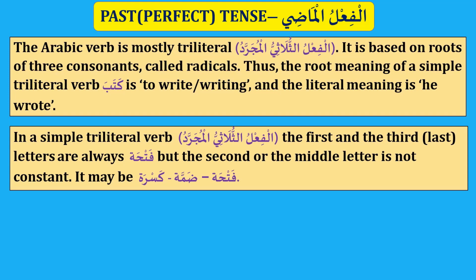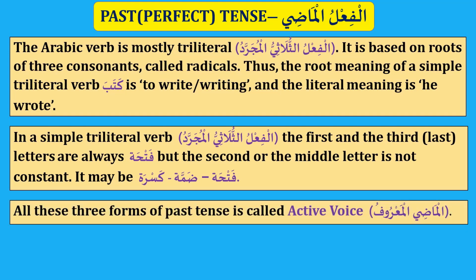In a simple triliteral verb الفعل الثلاثي المجرد, the first and the third or last letters are always fatha, but the second or the middle letter is not constant. It may be fatha, dhamma or kasra. All these three forms of past tense are called active voice or al-madi al-ma'ruf.